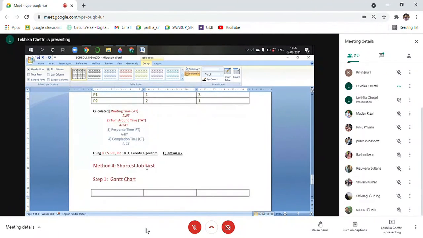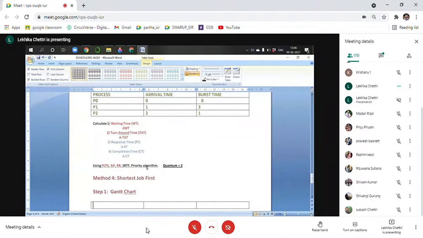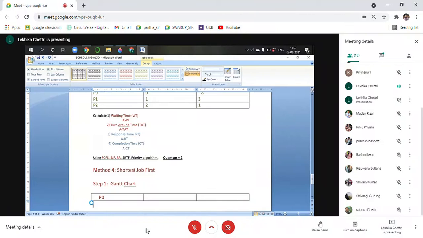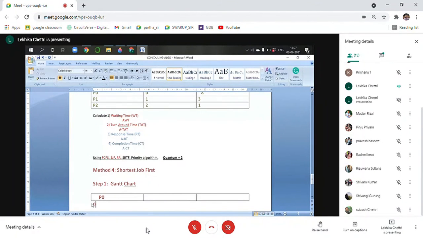In the Gantt chart, which one will come first? Check the arrival time. P0 has come at time 0. Shortest job first will not perform any preemption. That means once it enters into the CPU, it will come out of the CPU only after completing its task. It needs 8 burst time, so it will be there in the CPU for 8 burst time, and then only it will come out.